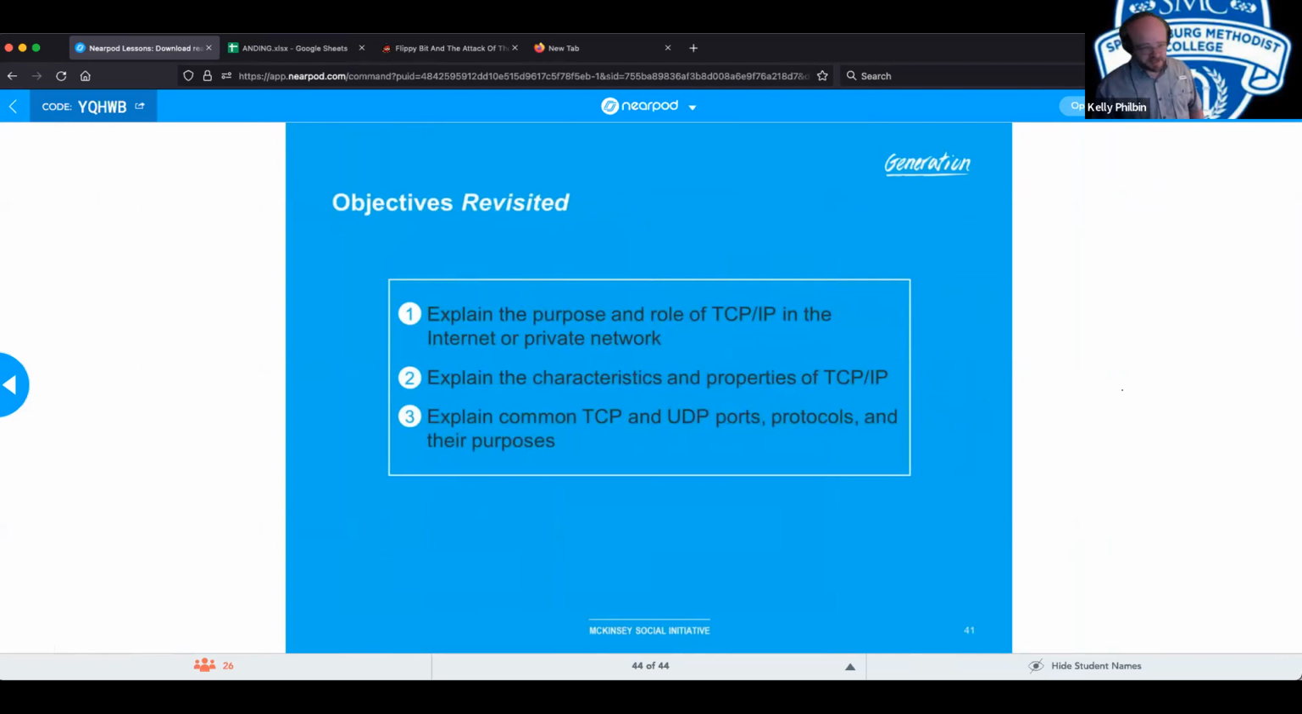Congratulations. We have made it to the end of this technical session. We should now be able to explain the purposes and role of TCP/IP in the internet or a private network, explain the characteristics and properties of TCP/IP, and explain common TCP and UDP ports, protocols, and purposes. Are there any questions, or do we really need to marinate for a little bit?